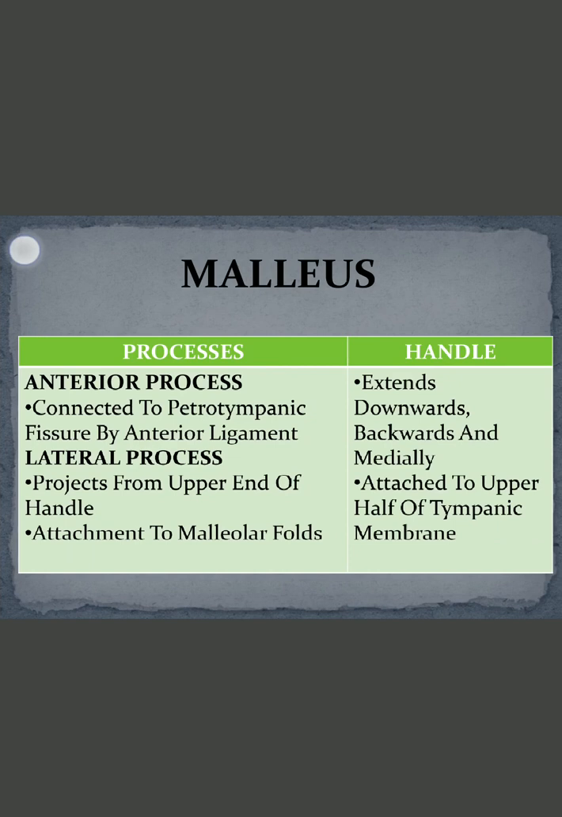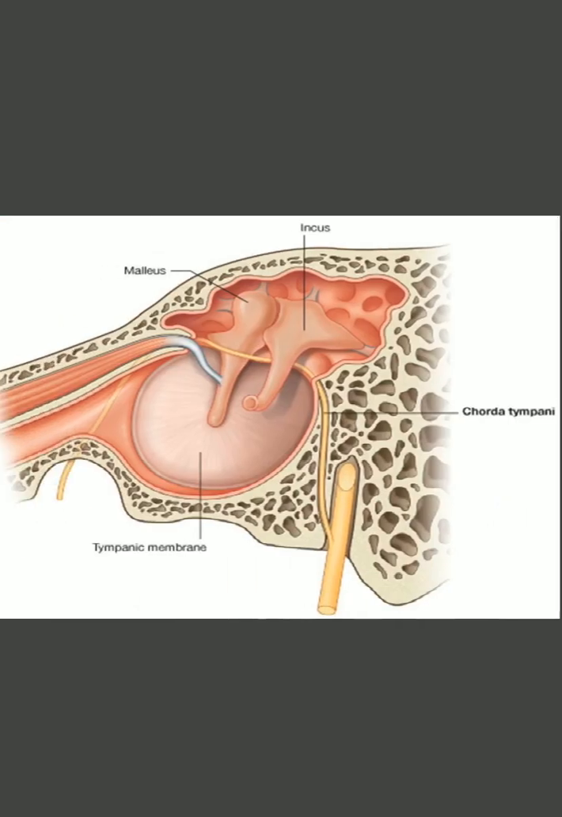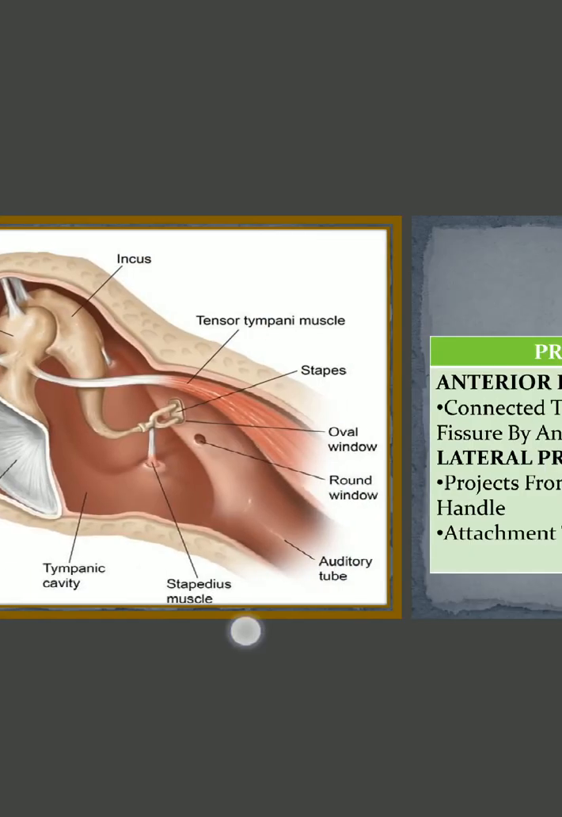Now malleus has a rounded head, a neck. Neck lies opposite the pars flaccida. You can see here in this figure, this portion would be the pars flaccida and the neck just lies opposite to this pars flaccida. Here also you can see this is the neck and it lies opposite to the pars flaccida. This is the pars tensa and that is the pars flaccida where the neck of the malleus lies.